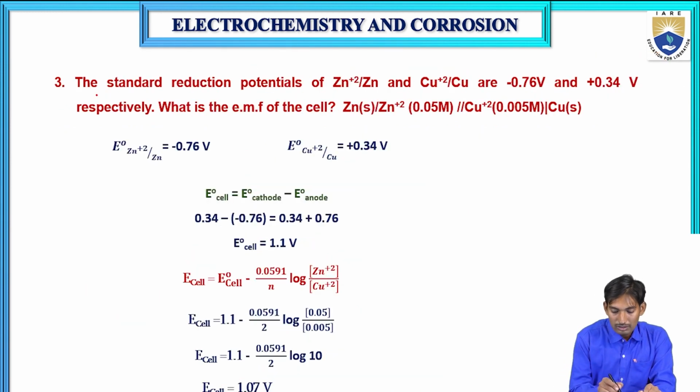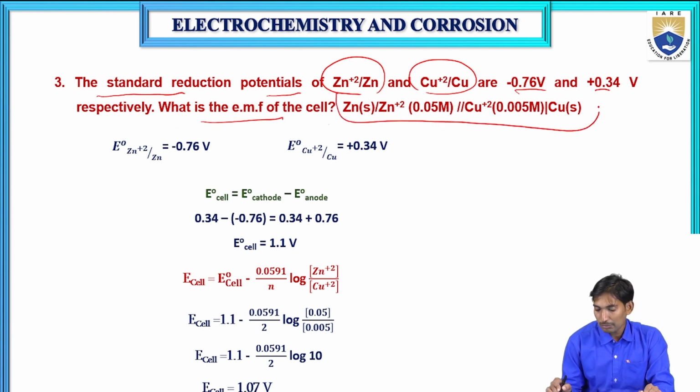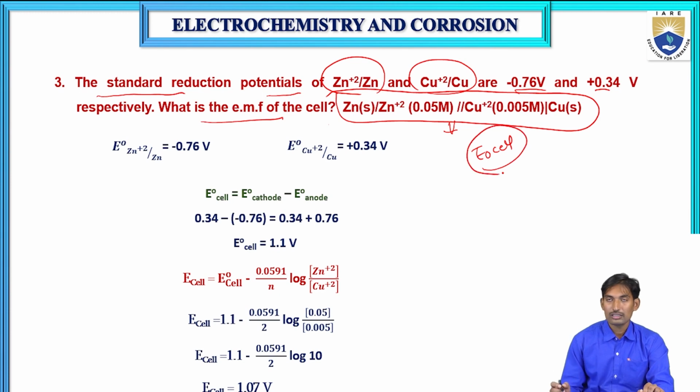The third problem. The standard reduction potentials of zinc plus 2 to zinc and copper plus 2 to copper are given. What is the EMF of the cell? He has given the cell representation. First find out which one is the anode and which one is the cathode. He has not given E naught cell, so first we have to find E naught cell, the standard cell potential. Then we have to find the E cell.